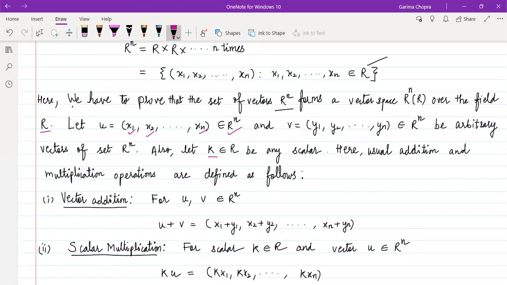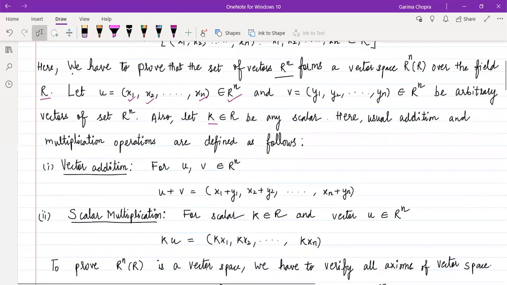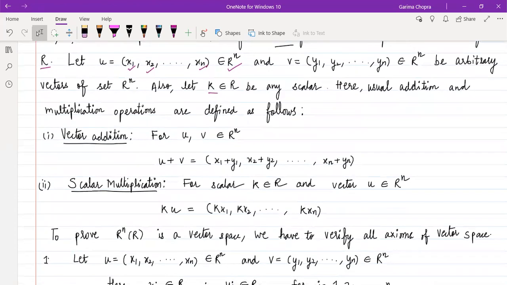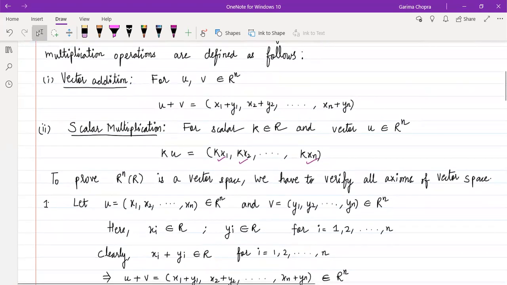And similarly, we have defined a scalar multiplication. For that, we are considering the scalar k and the vector u. So what we are doing here, we are multiplying each component by the scalar k. So it will become kx1. The second component will become kx2, and the nth component will become kxn. Here k is a scalar and u is a vector. Now, to prove vector space, we have to verify all the axioms of vector space.